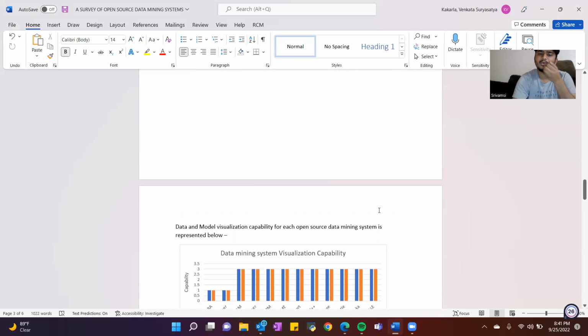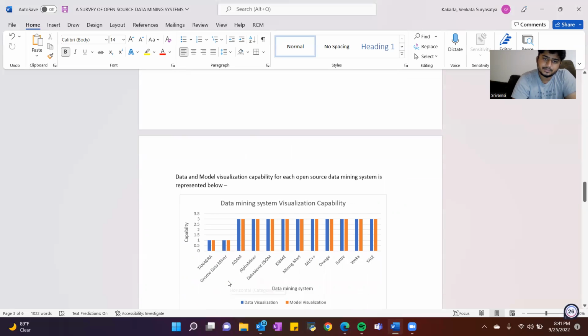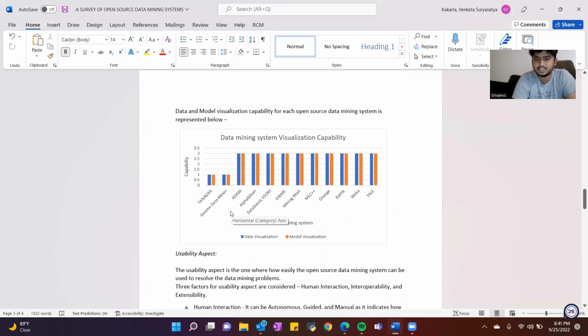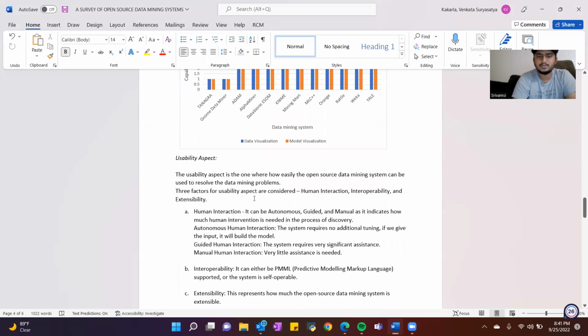And the data and model visualization capability for each open source data mining system is also represented below. The blue line states the data visualization, and the orange line states the model visualization. Coming to the usability aspects, this is about how easily the open source data mining system can be used to resolve data mining problems.